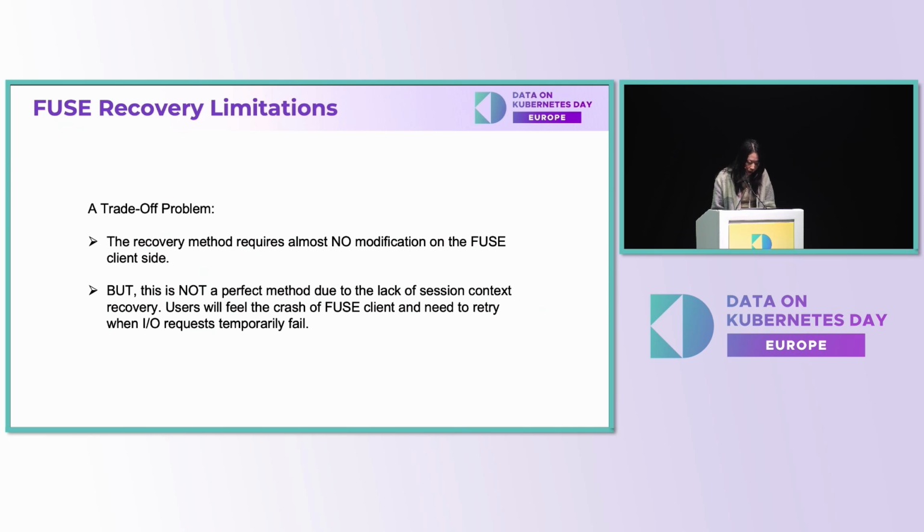There's nearly no modification cost of the Fuse clients in both methods we mentioned above, but they are not perfect due to the lack of the session's context recovery. Users might feel the crash of the Fuse client shortly and need to retry when the I/O requests temporarily fail. In the following demo, we will quickly check out how the pre-mounting method works and its effect.